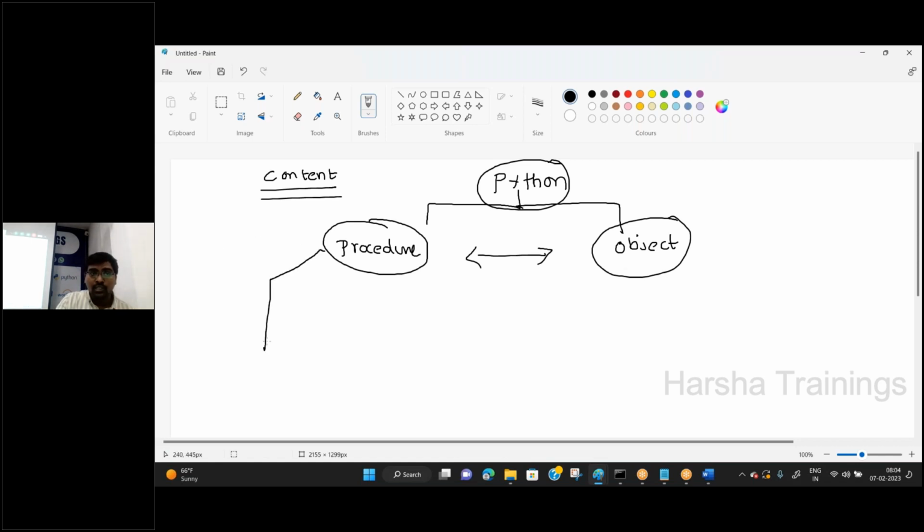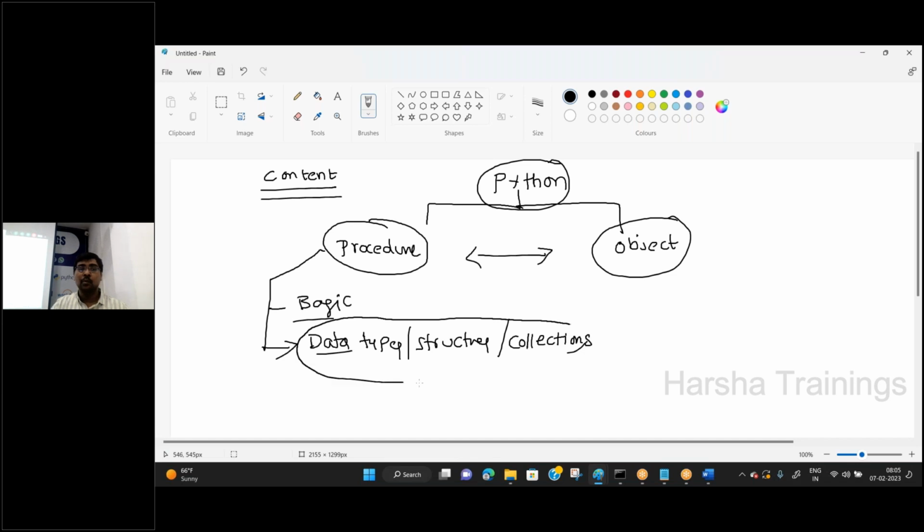First, coming to procedure-oriented, all the basic topics: what is an identifier, what are the keywords, what are the operators, what is a data type, what are the data type conversions. All basic information is covered, whatever is required for any programming language. Along with that, one of the main important points is data types, also called data structures, also called collections. This is a must for Python programming.